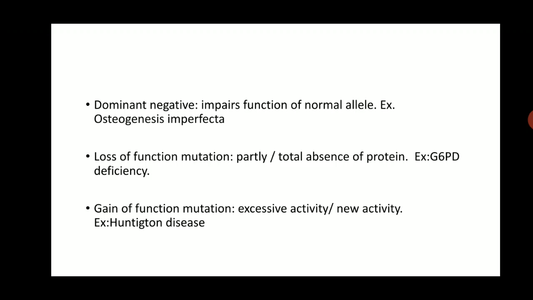Sometimes mutations lead to loss of function. For example, a mutation in the G6PD enzyme leads to inactivation of the enzyme and hemolysis. So these are called loss of function. Sometimes mutations lead to gain of function. That mutation leads to excessive production of a protein or production of an abnormal or altered protein with a different functionality. The example of which is Huntington's disease. We'll read about all these diseases later on.